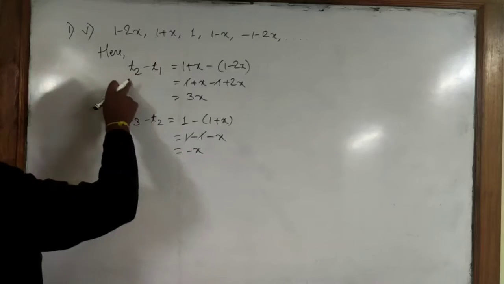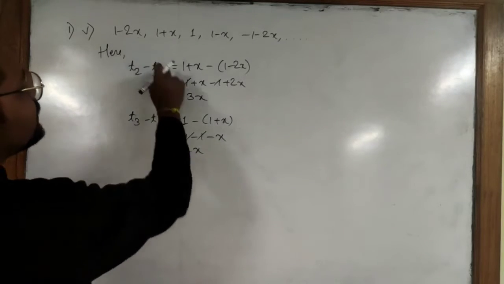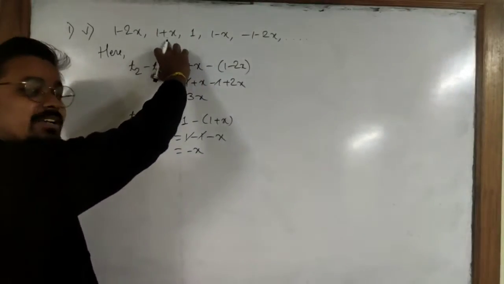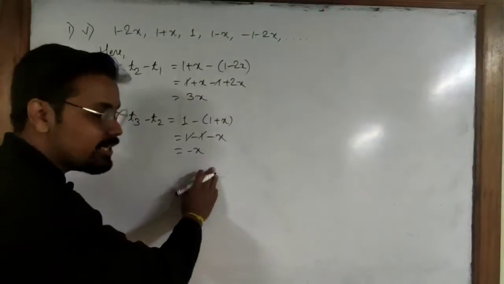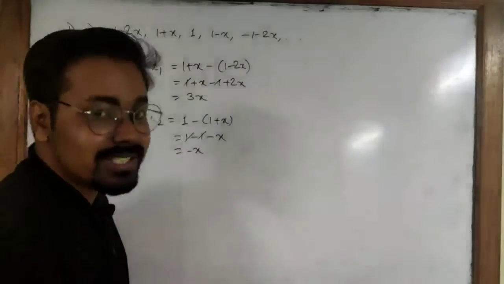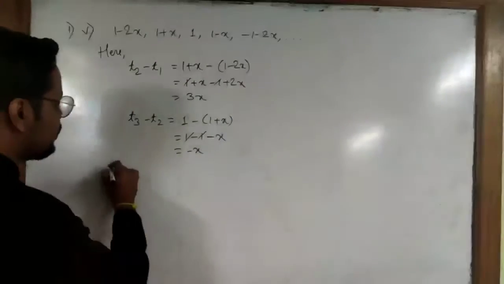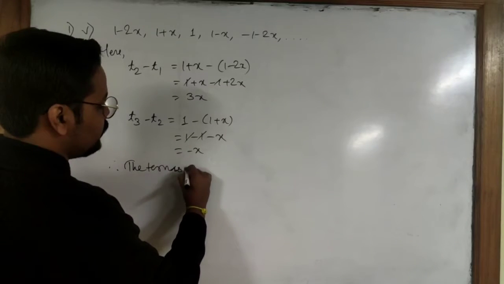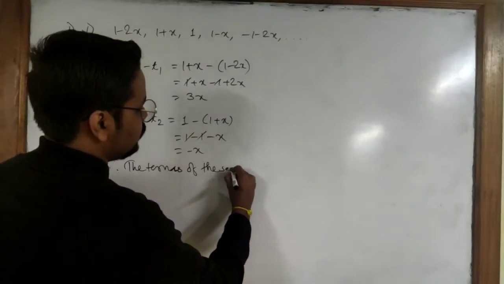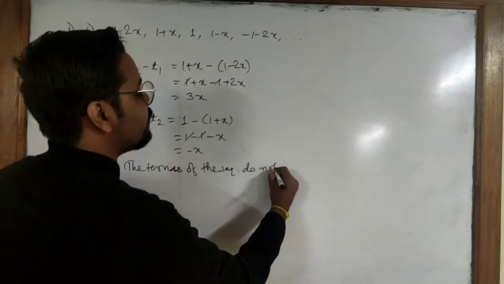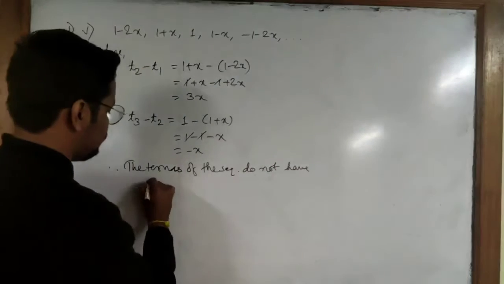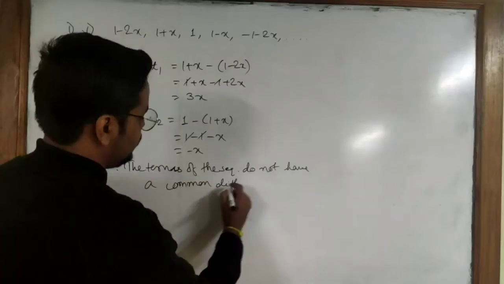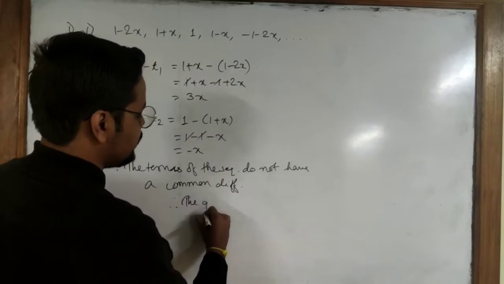So here the difference between the first two terms is 3x, and the difference between the second term and the third term is minus x. So as these differences are not the same, that means they do not have a common difference. Therefore, the terms of the sequence do not have a common difference. Therefore, the given sequence is not in AP.